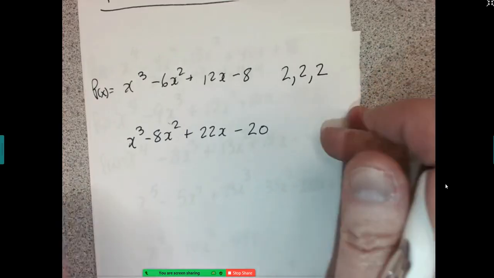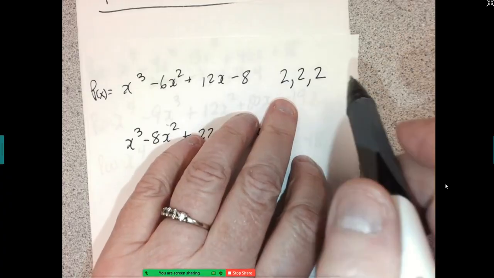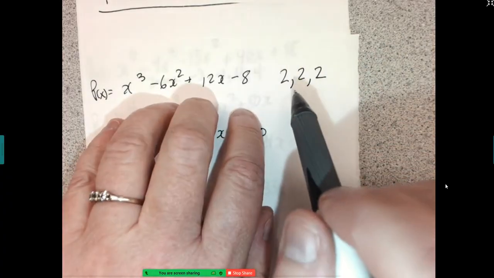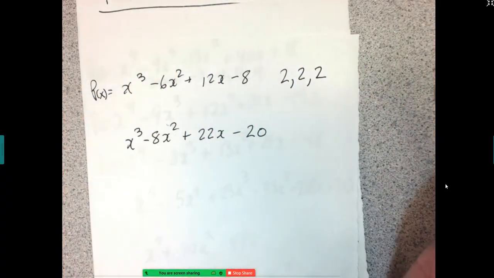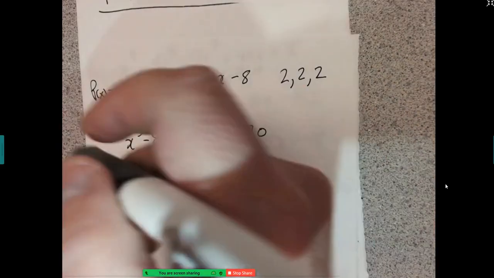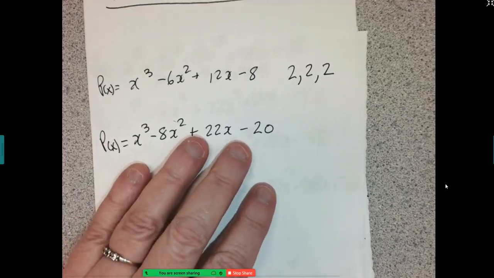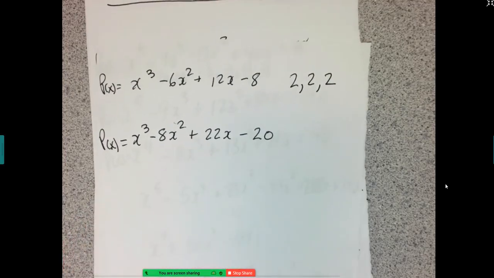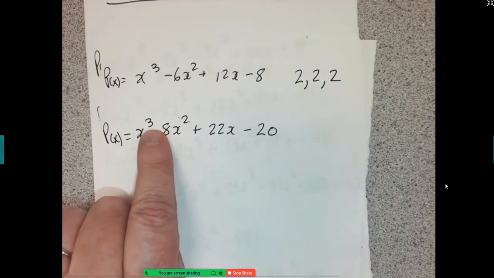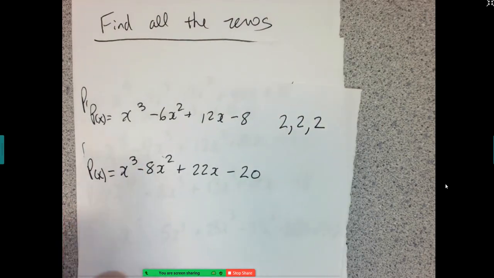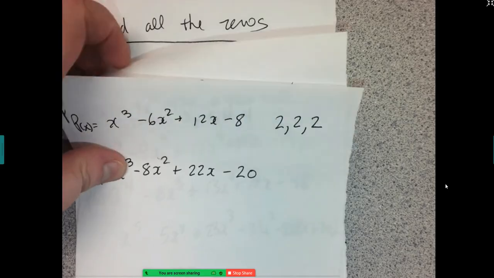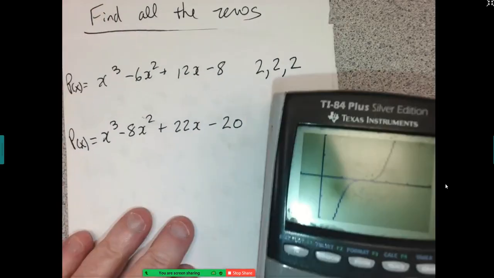Now, we could certainly check that with synthetic division. You could divide this by x minus 2 three times. I'll leave that for you guys to do. But now, what if we've got something like this, and you're asked to find all of the zeros? Well, it has degree 3, so it's going to have exactly 3 zeros if we count any repeated ones the number of times they're repeated.